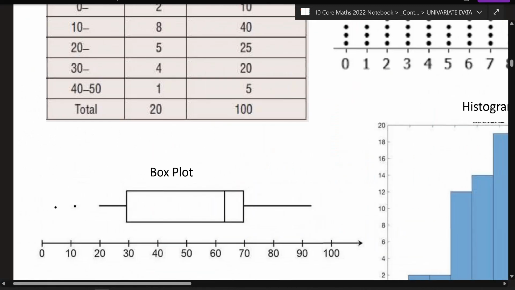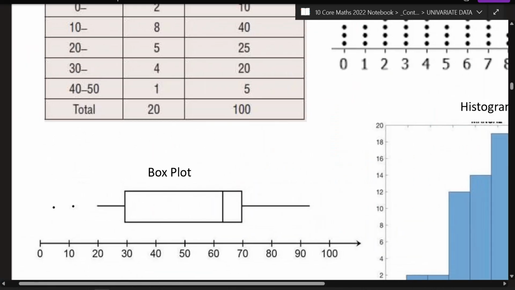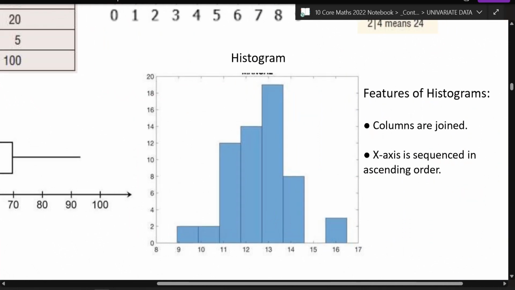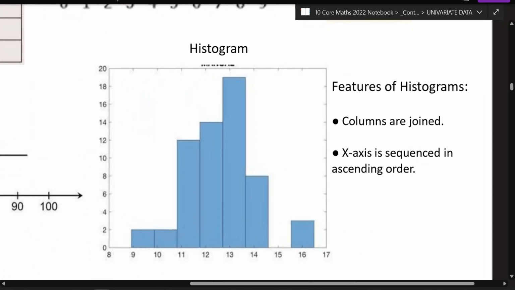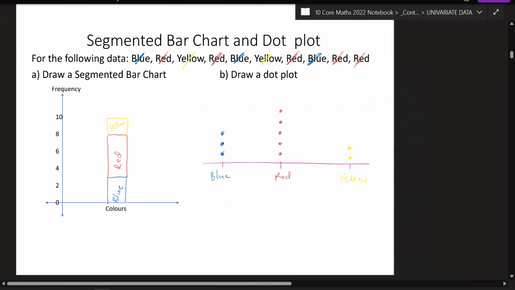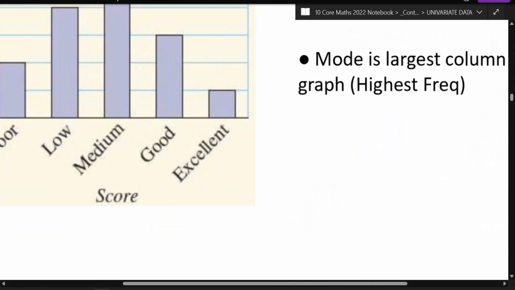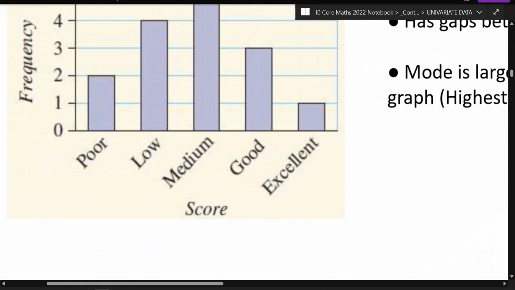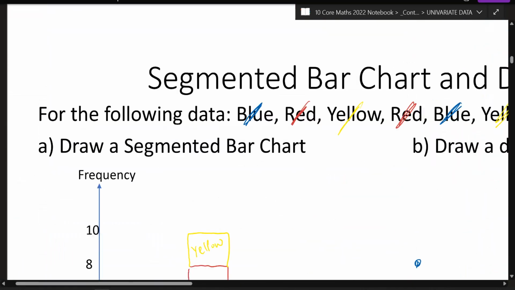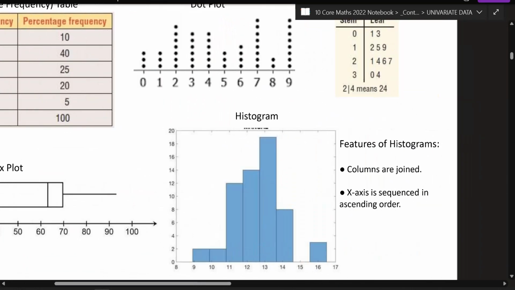What else do we got here? Box plots. We're going to explore a little bit more of that as we go, so I'm going to skip that. Histograms is the one thing that you do need to know how to draw. Notice how it's different to a bar chart. Bar charts, you've got gaps in between, and it's categorical, remember? That means it's individual data. But when you're working with histograms, there's no gap.